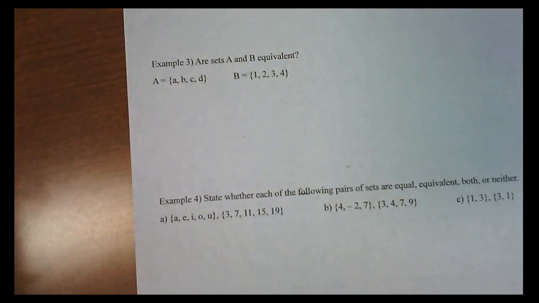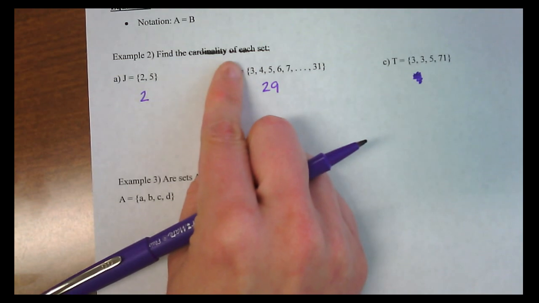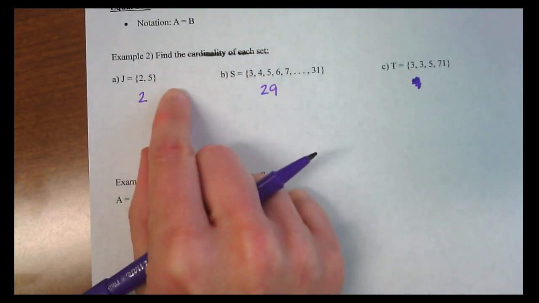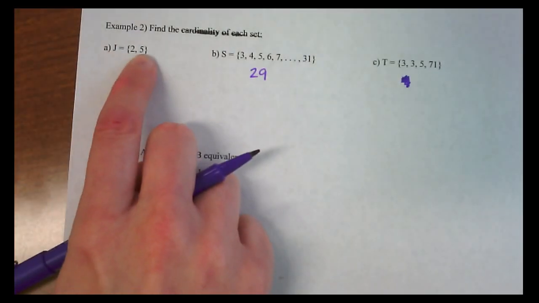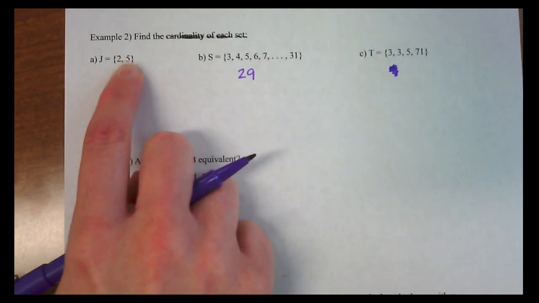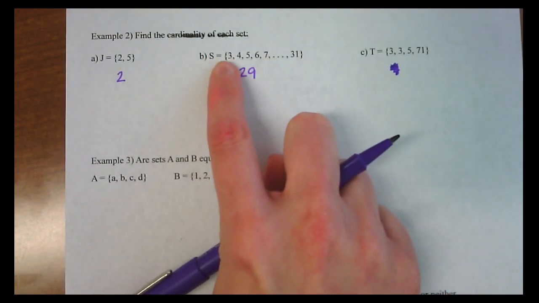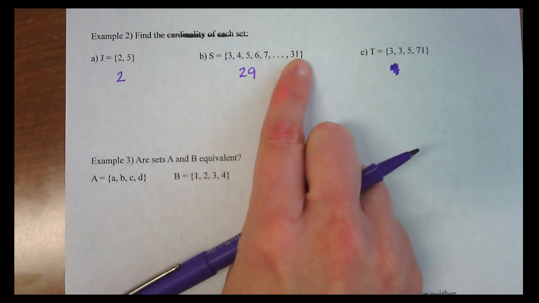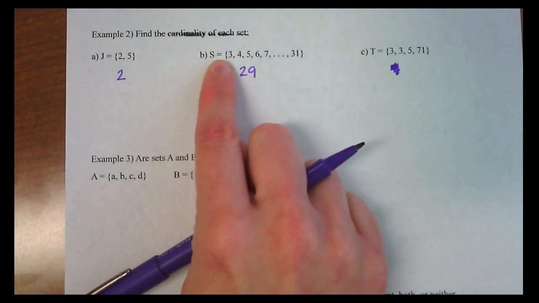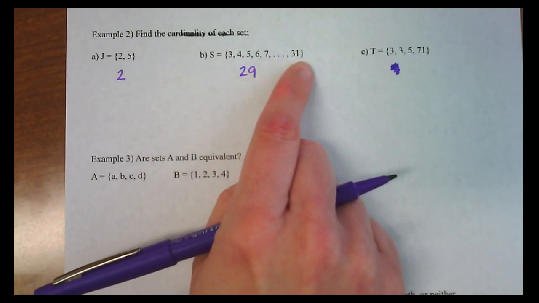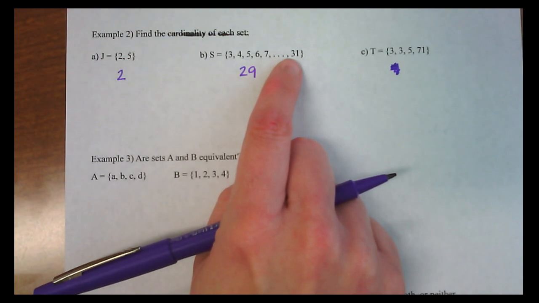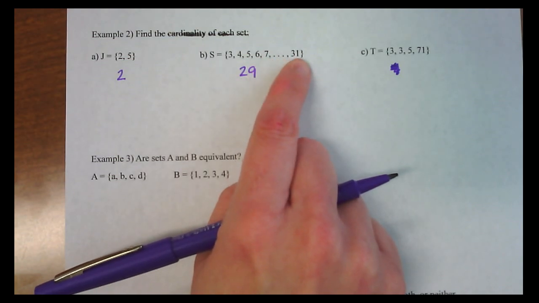We're going to look at example number 2. Find the cardinality of each set. So the cardinality, like the definition said here, just means how many are in the set. So this set has 2 items or 2 elements. This set, if I counted from 1 to 31, would be 31 elements, but I'm leaving out 1 and 2, so that's 29. These dots here just mean the pattern is continuing. So I'm continuing to count by 1 from 7 until I get to 31.